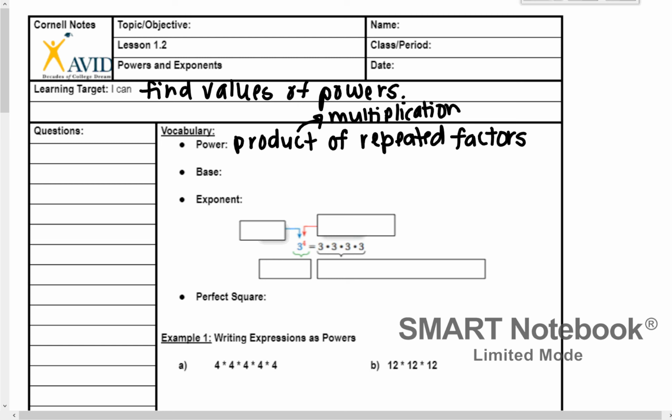So 5 times 5 times 5, or 3 times 3 times 3 times 3 times 3. It's a product of repeated factors. The base is going to be that repeated factor. So that is the 3 that's being multiplied that however many times. So we can, in parentheses, put the number being multiplied. That's what we call our base.